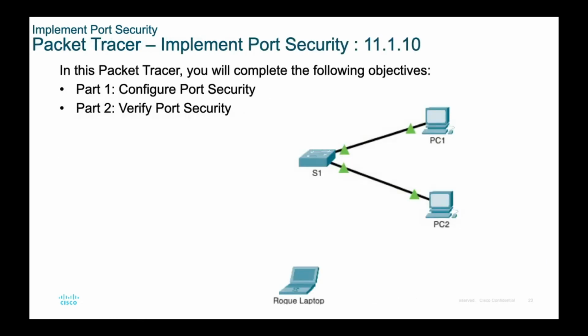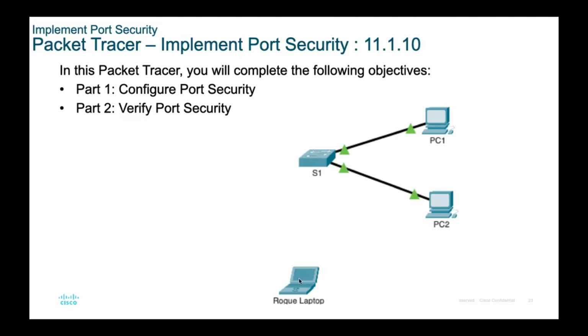So we have experiment 11.1.10 through Packet Tracer. We are going to configure our port security, and then we are going to play around with the violation mode. So if we remove a current device, let's say PC1 and PC2 with their own MAC addresses, the switch will learn the MAC addresses, either manually or dynamically learned through sticky. And then after that, we remove the cable and plug it into a rogue laptop, which has a different MAC address. So our switch applies a violation mode.